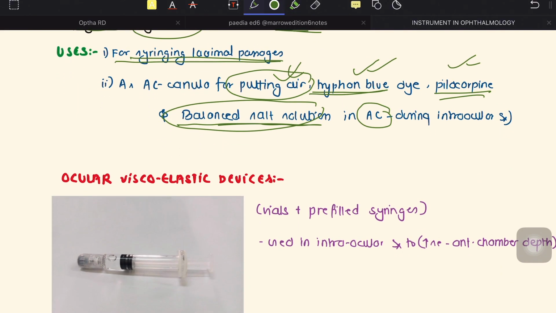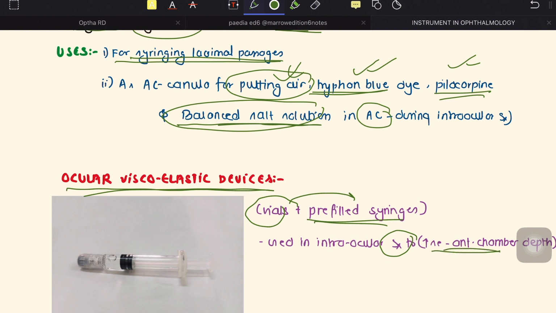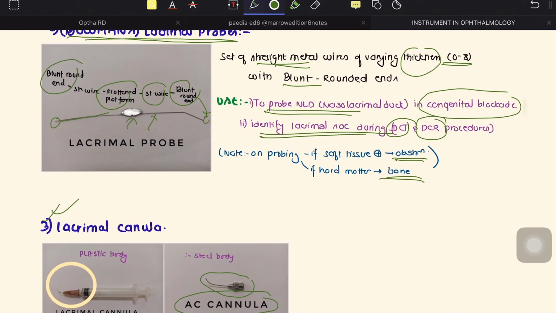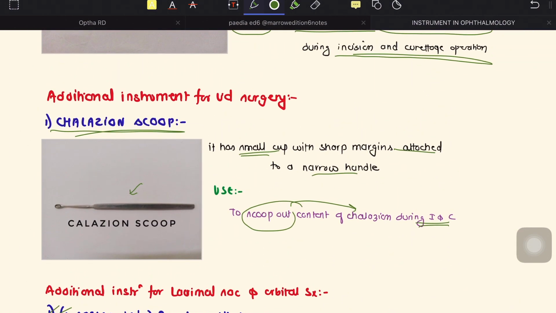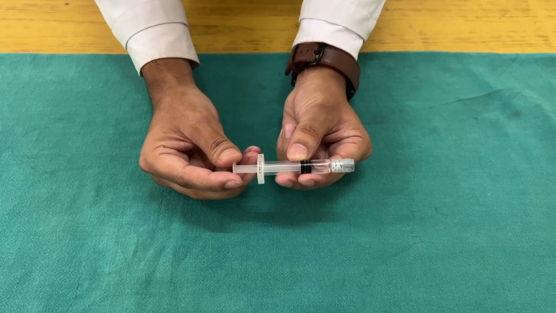The next instrument is the ocular viscoelastic device. It is a vial which contains a pre-filled syringe, and it is used in intraocular surgery to increase the anterior chamber depth and prevent injury within the eyeball. So these are all the instruments that we need to know in ophthalmology. Before ending this, I will also record a video on how the instruments look and how we use them, especially the Collagenscope clamp as well as the lid clamp. They should be differentiated, along with the way of holding those instruments. Thank you very much.